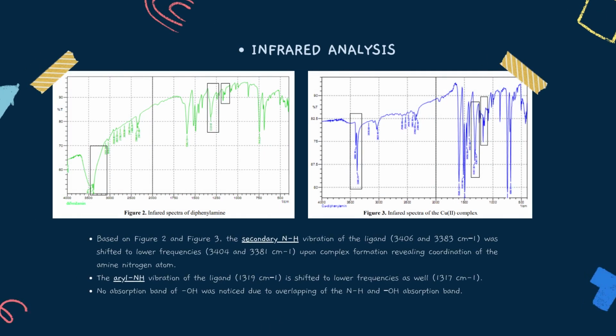Next is infrared analysis. Based on both figures, there are two functional groups, secondary amine and aryl amine. There is no OH absorption due to overlapping of the NH and OH absorption bands.